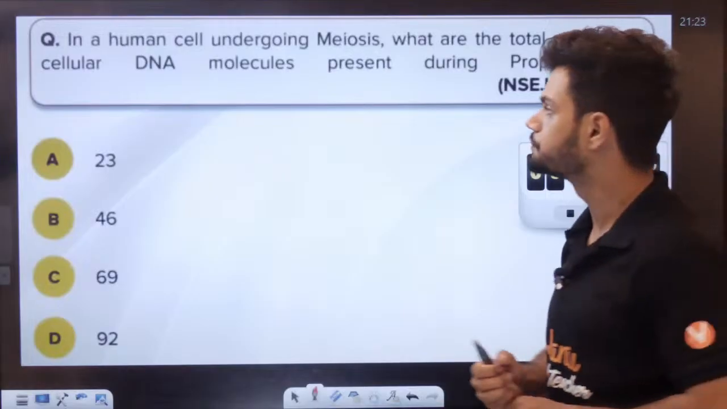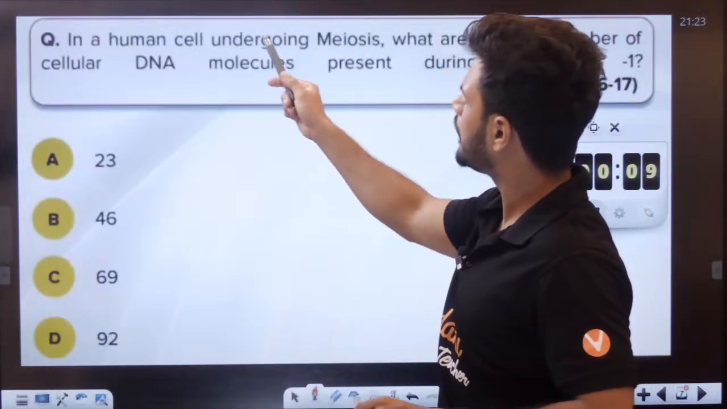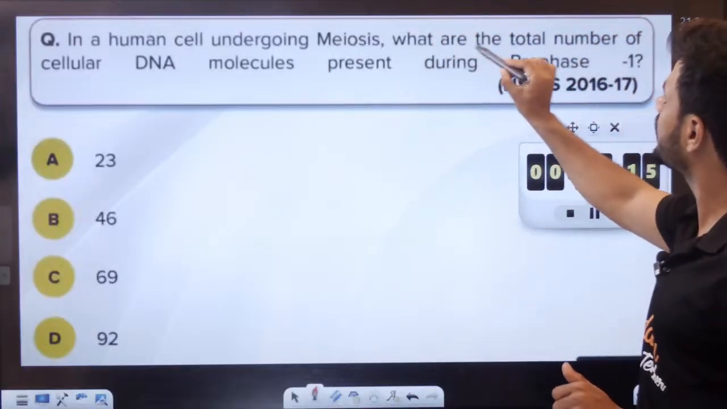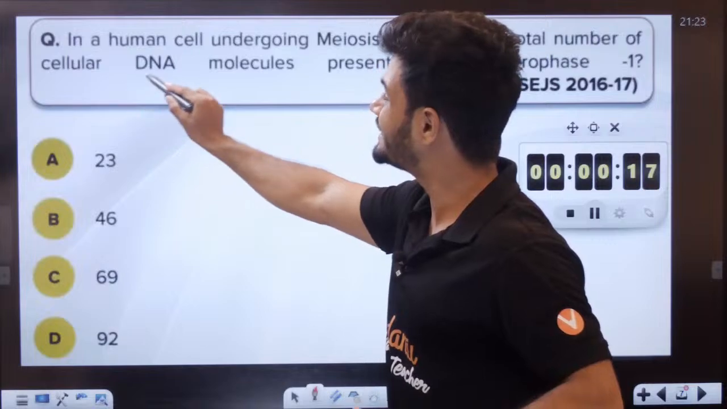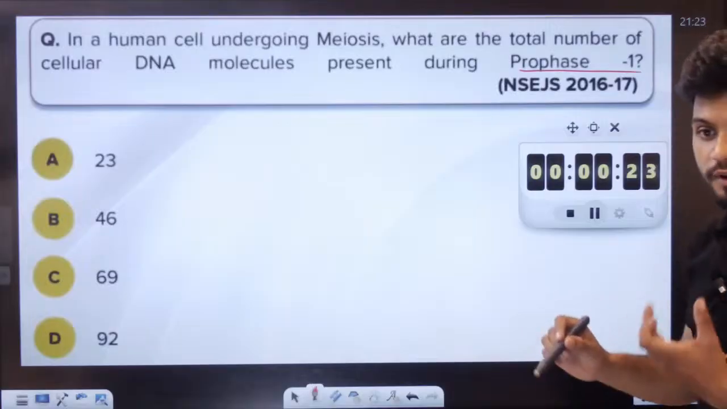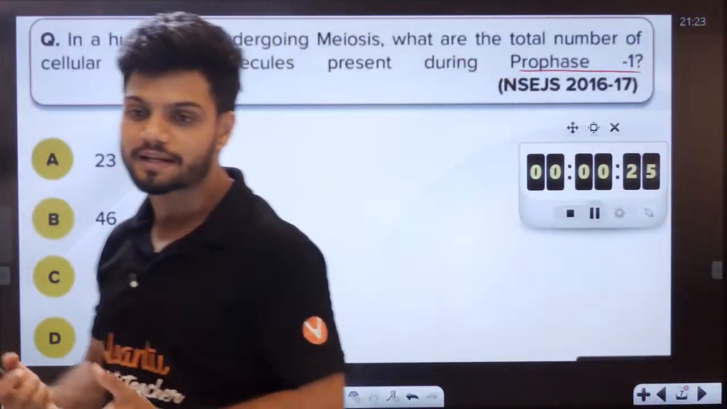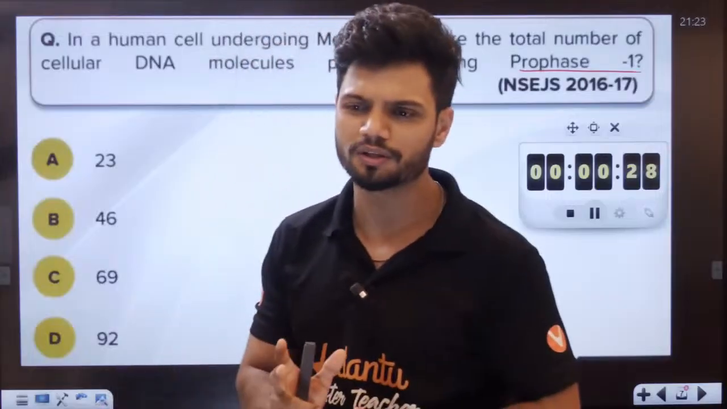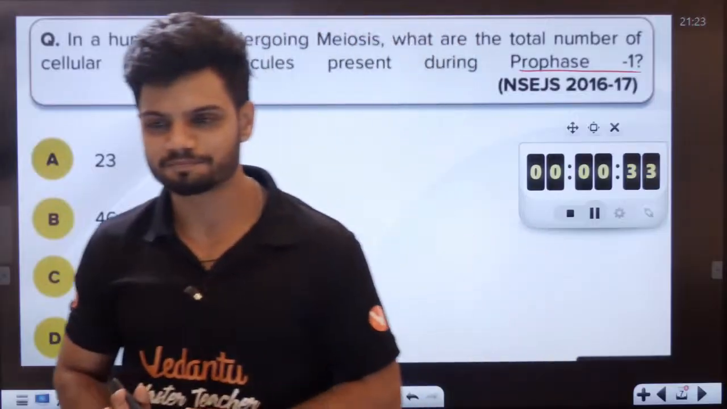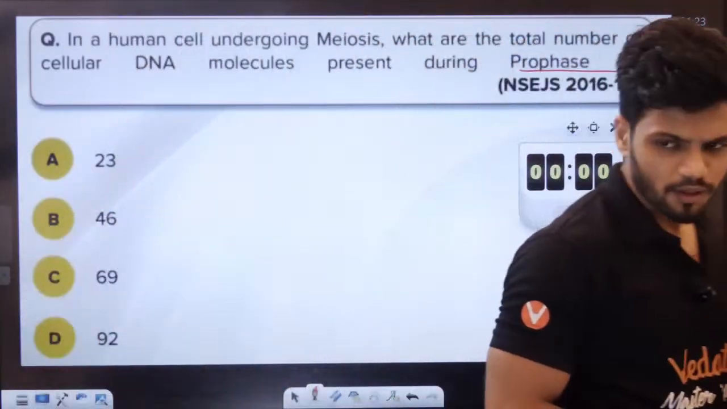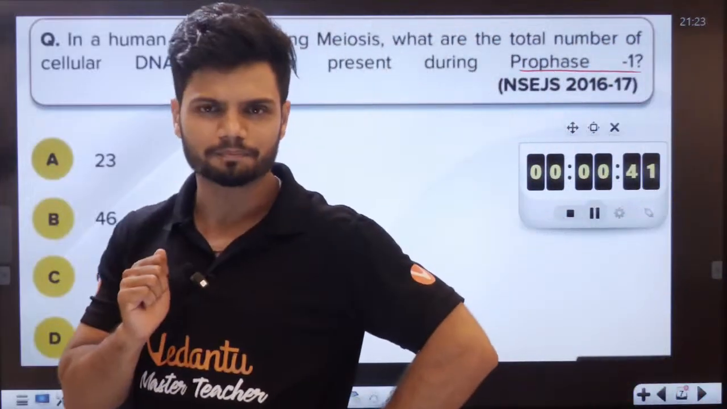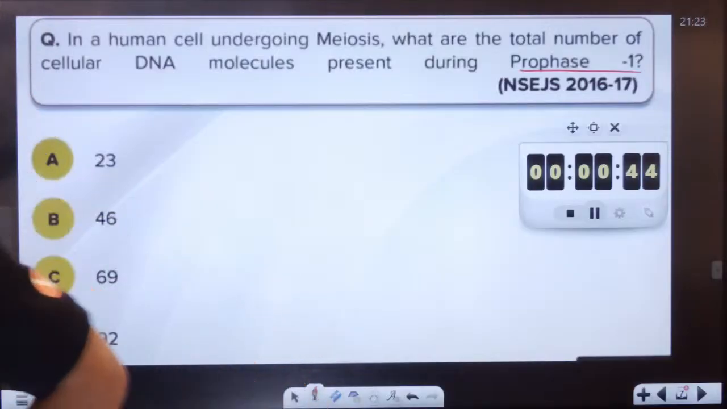I'll read the question for you. In a human cell undergoing meiosis, the reduction division, what is the total number of cellular DNA molecules present during prophase 1? So during prophase 1, how many DNA molecules are present? It's a very, very good question. I will teach it to you one by one. Ready, all of you? The answer is not A. Take your time, students, because if you want to understand this, you need to understand meiosis a little bit. I'll teach you also right now.